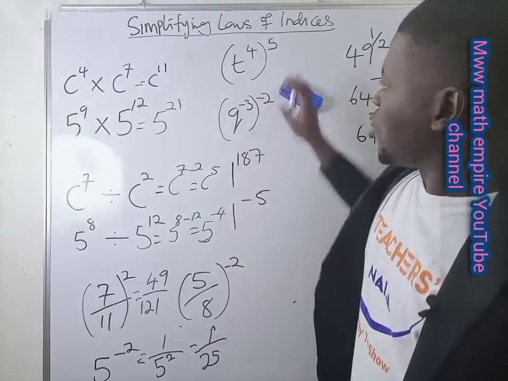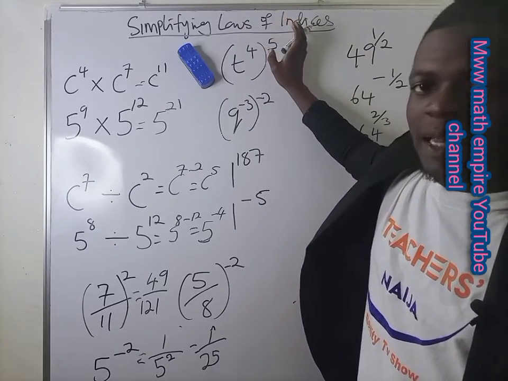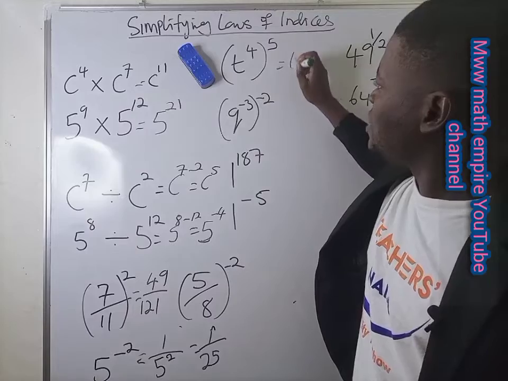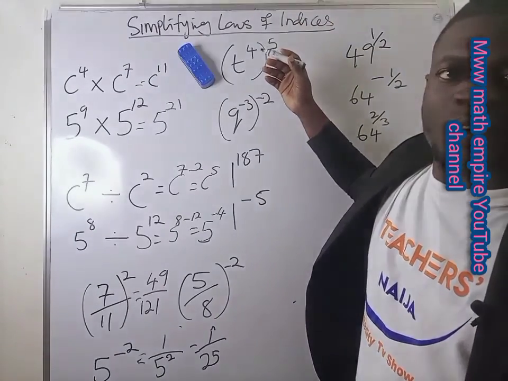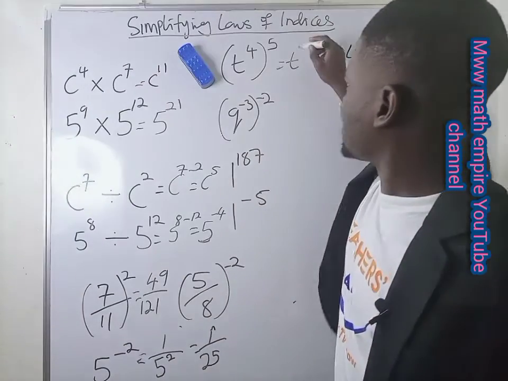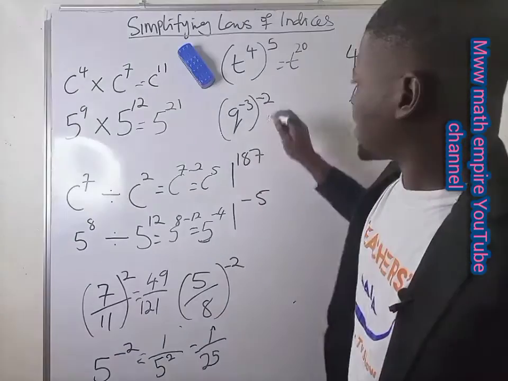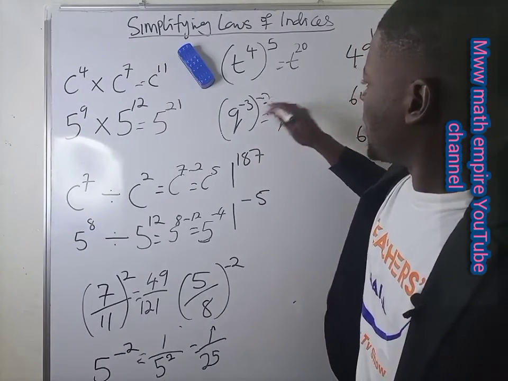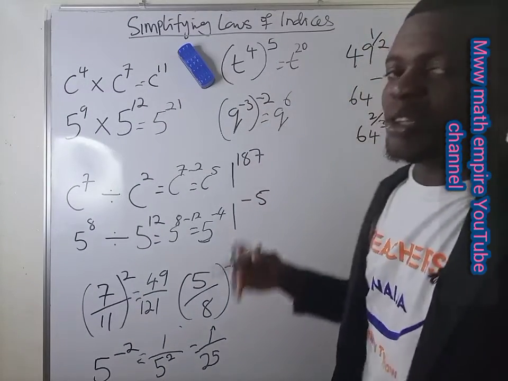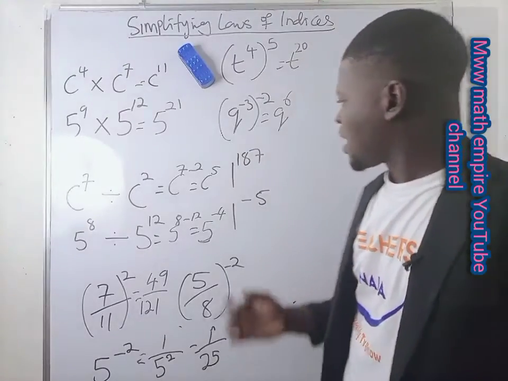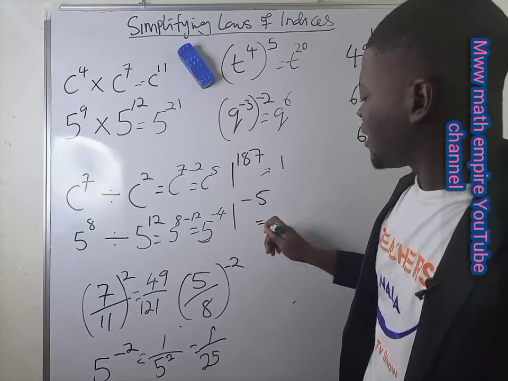All right, now coming over to this, whenever any power is raised to another power, you multiply the powers. Hence, I will be having t raised to the power of 4 times 5. And 4 times 5 will be giving us 20. Hence, raised to the power of 20. Again, coming over to this side, I will be having q, minus 3 times minus 2 will be giving us positive 6, because minus times minus will give us plus. Again, like I've said before, 1 raised to the power of anything will give us 1.